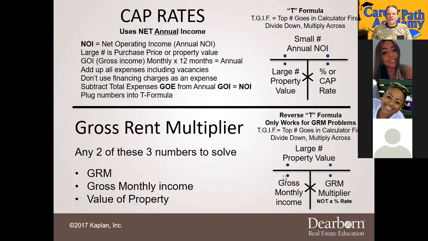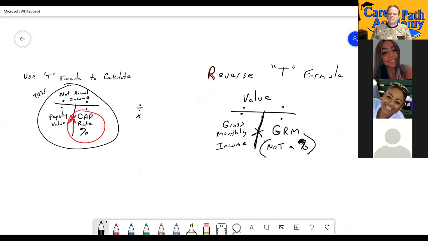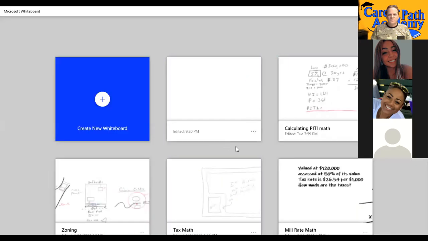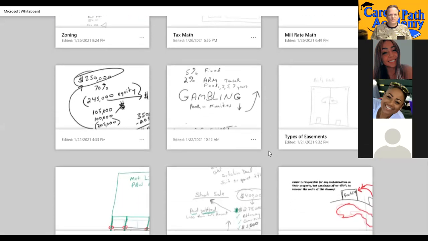Just hang tight. I'll show you by doing an example, by doing math problems. All right. So, here's an example of a math problem that they could give you. Cap rates for the math. Before we do that, it's probably easier if I just pull up a slide and show you how to do some of these problems. Let's see, calculating cap rates.